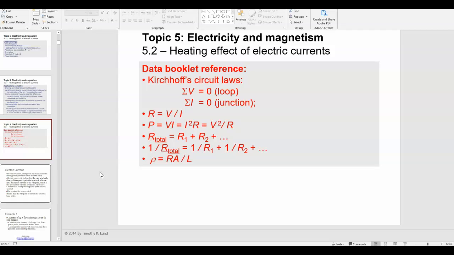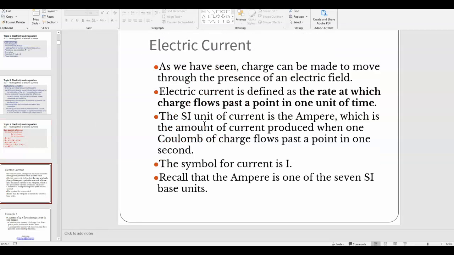Something that's not in 5.2, it's technically in 5.1, is also the drift velocity equation that is in 5.1. It is technically part of 5.1, as is the definition of current. Both of those equations are given to you in 5.1, but we will talk about them here in this video to start off with. Okay, and we've already talked about current before, but just because it's such a central part of this unit, let's review.